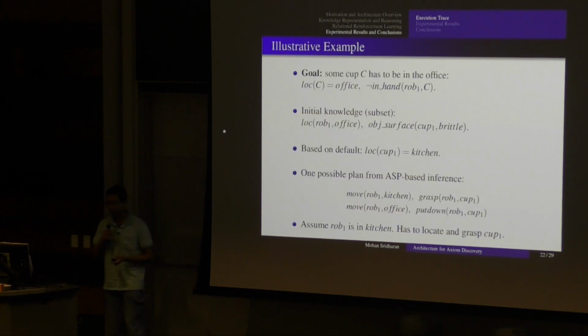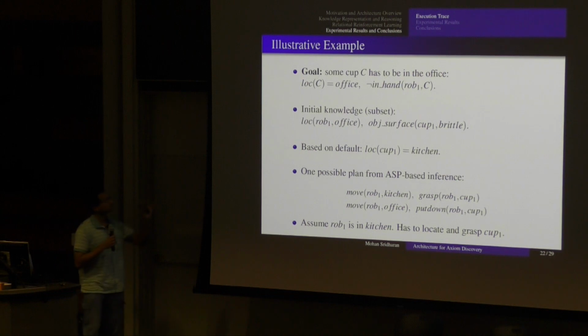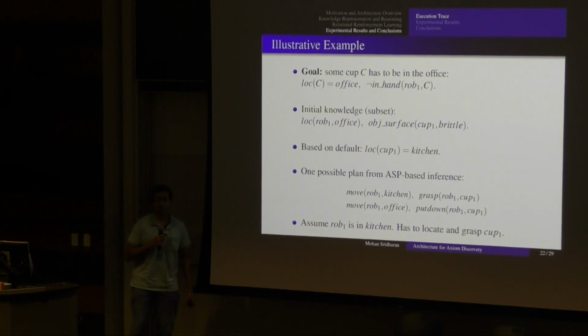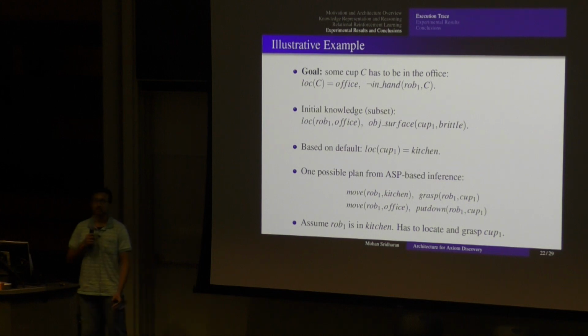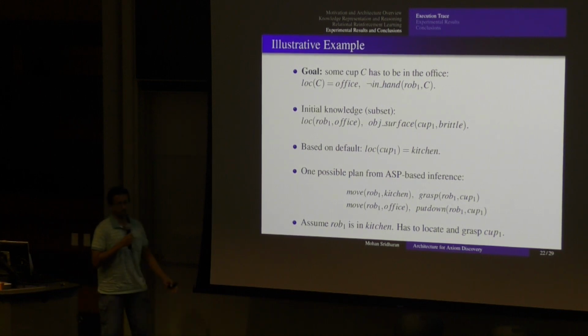So the execution trace is going to take the following form. Let's say the goal is to have, at the end of your plan, some cup in the office, right? So when you're done, the location of some cup C, whatever cup that might be, should be the office, and it should not be in the robot's hand, right? And the initial knowledge you have, a subset of it, is that the robot is in the office and the surface of the cup is brittle. Let's say we have this.